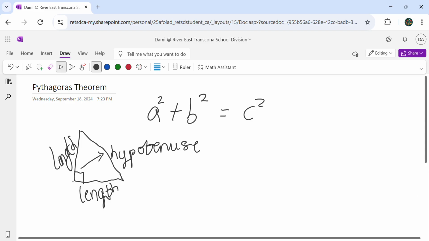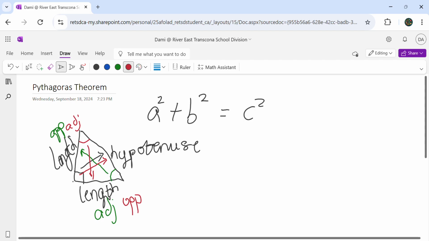If the angle was here, this would be opposite and this would be adjacent, and if the angle was over here, this would be opposite and this would be adjacent, and the hypotenuse always stays the same. It's the one opposite the right angle.